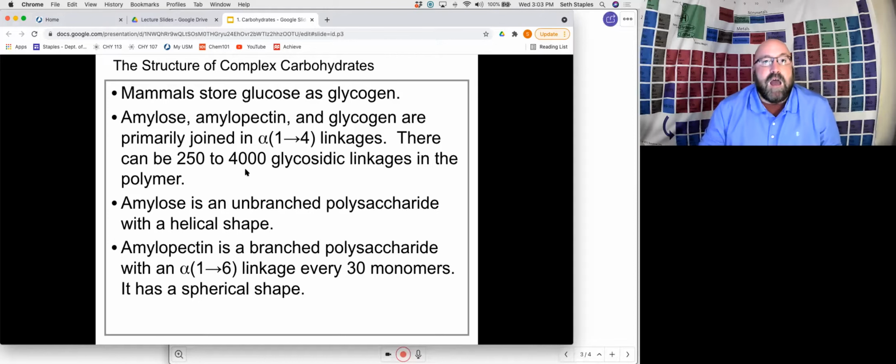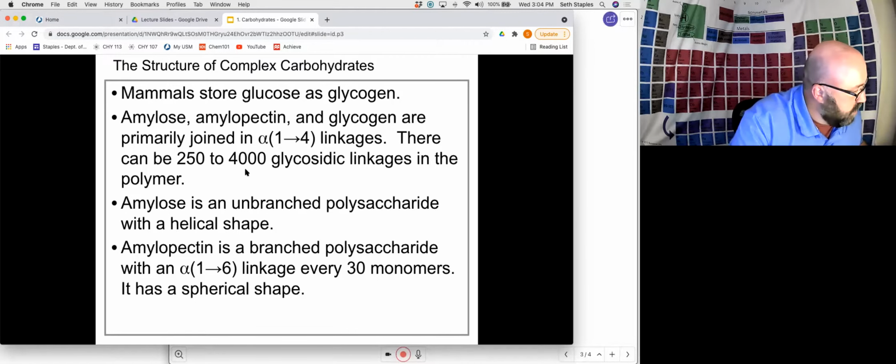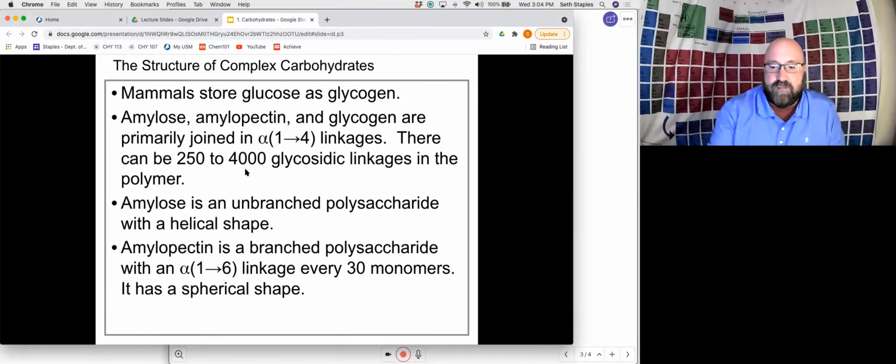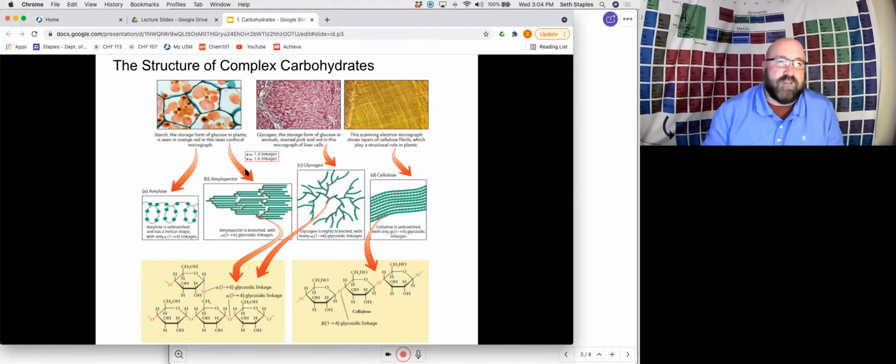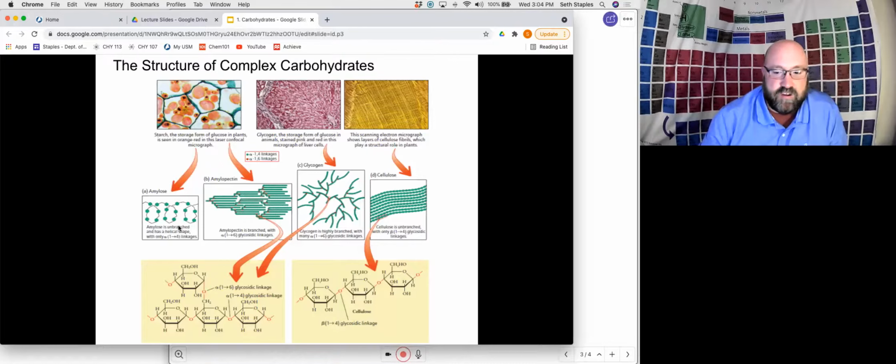Amylose is an unbranched polysaccharide with a helical shape, and there are some good diagrams of this, I think, in your book. Let me take a peek real quick. What chapter are we in here? Chapter 14, yeah. And we'll see some pictures here in a second too. But if you look on page 550 in your book, you see some good diagrams there. Yeah, there we go. That's the same diagram I'm looking at here. So there we have amylose. You can see the little monomers right here. So there's a sugar, there's a sugar, there's a sugar, and they're all sort of connected in that helical shape.